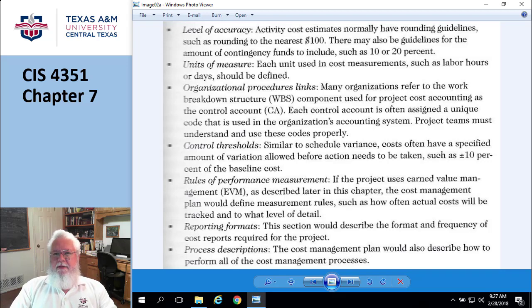Okay, welcome back. We're on page 271 talking about this little bullet list of all the things you would consider in the planning phase of your cost estimate. So, level of accuracy, unit of measure. Next one talks about the organizational procedure. Maybe your organization has work breakdown structures that are put together.